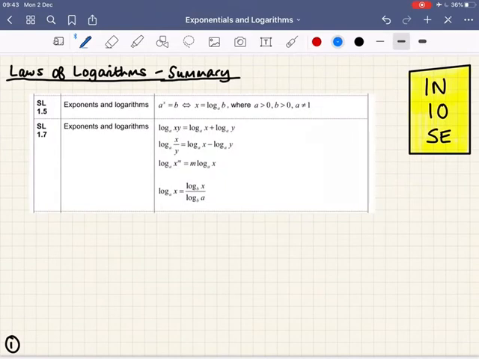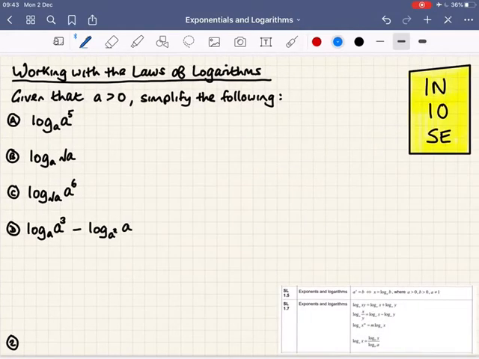Just a gentle reminder, you've got some of the laws of logarithms expressed there on the formula sheet, so you don't have to learn them all, but it always helps if you do. But we're going to be using these and derivations of them in the following examples. So what might we be asked to do? Well, we might just be asked to simplify expressions that, using the laws of logs, we can simplify.